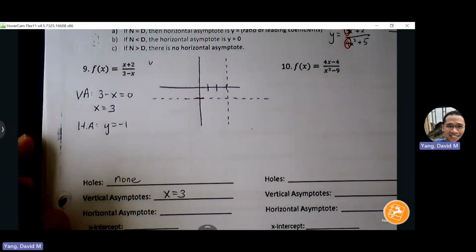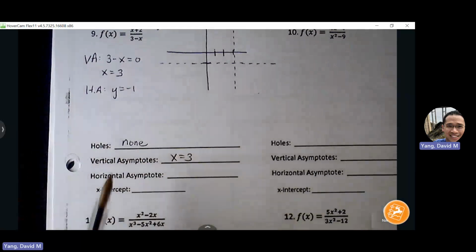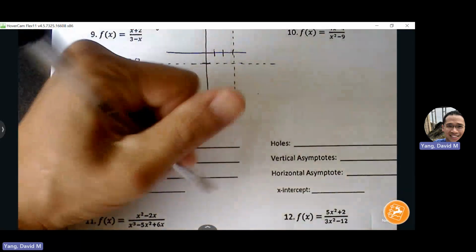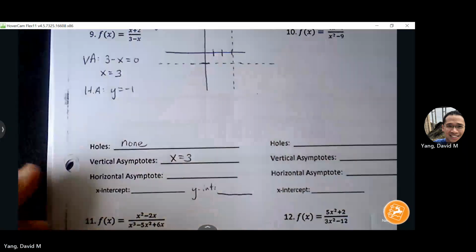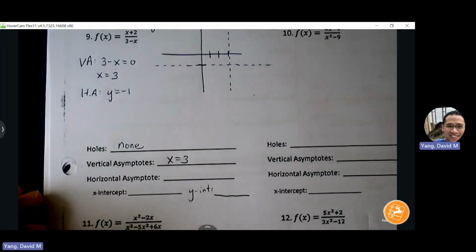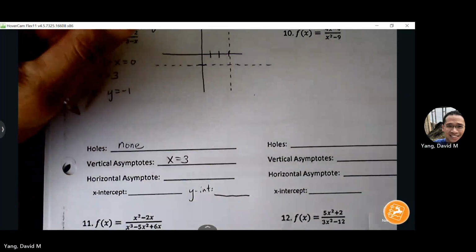Now, something else that I think also helps is being able to find x and y intercepts. So I'm going to go ahead and add that as well, y-intercept here. The way we find the x-intercept is we set the numerator equal to 0.